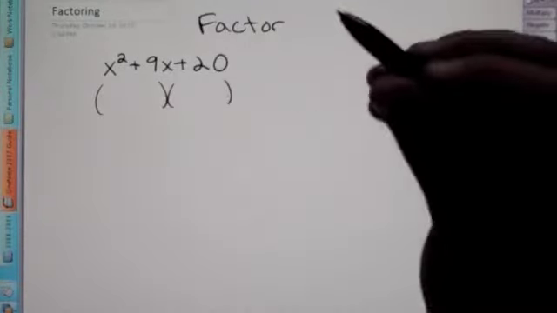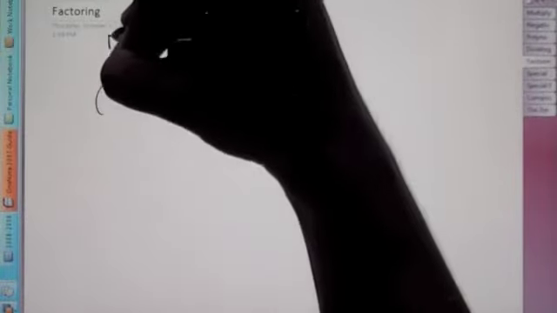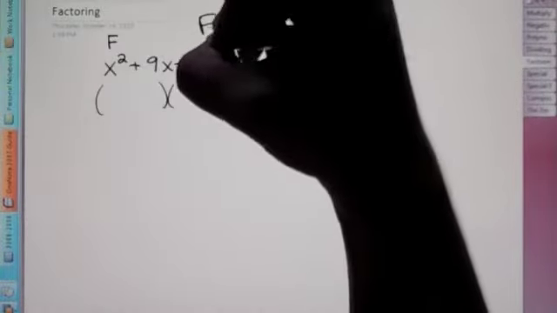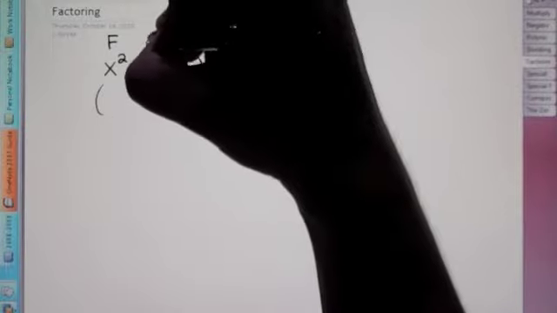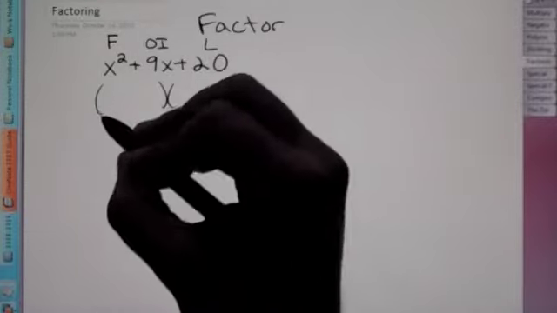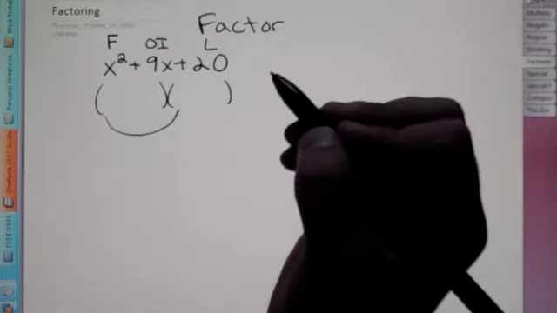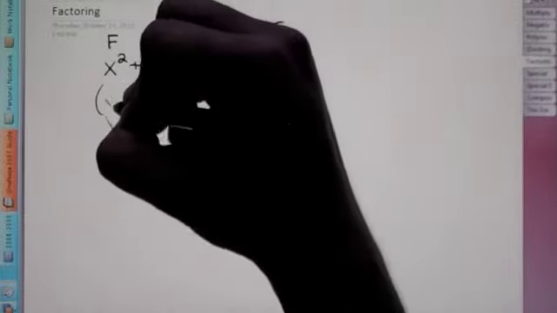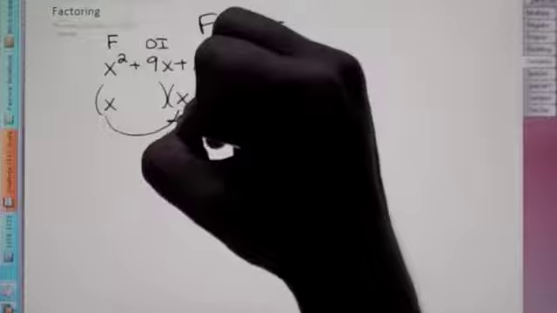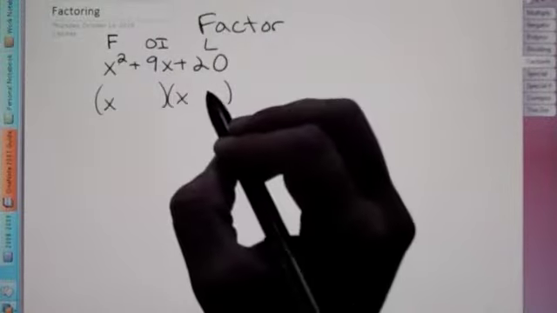Just like we did FOIL, where we did first, outer, inner, last, this first term stands for the F, this is the L, and this is the combination of the outer and the inner. So basically we're doing the FOIL method just backwards. These first two terms equal x squared. Well, the only two things that equal x squared is x times x. Okay? So we can put that up front. x times x equals x squared.